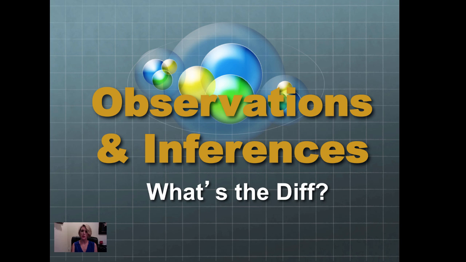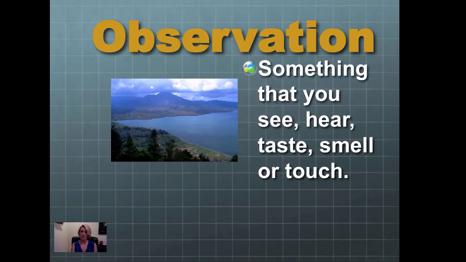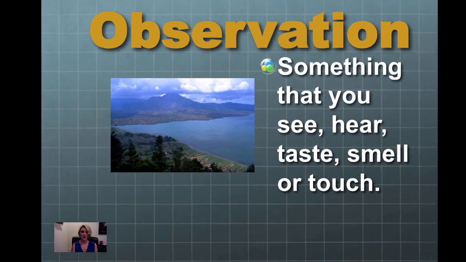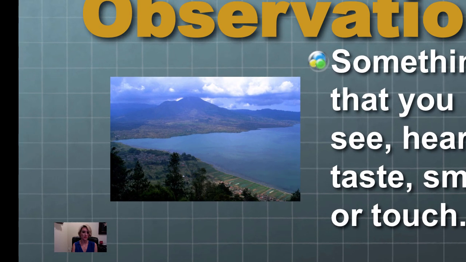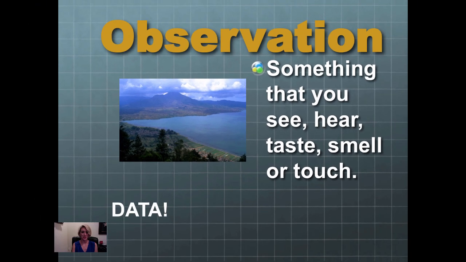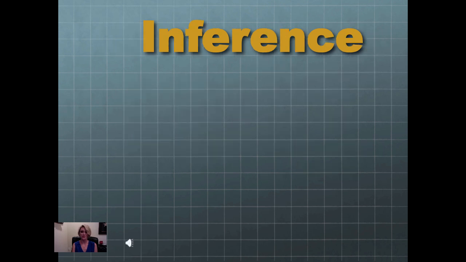Sometimes there's confusion about what is an observation and what is an inference. So an observation is just simply something you can see, hear, taste, smell, or touch. And so those are all those five senses I mentioned earlier. So if you're looking at this picture, you would observe that it looks mountainous and that it's a cloudy day, possibly an island. Those are all good observations. Observations can be used interchangeably with your data. And remember, it can be qualitative or quantitative.